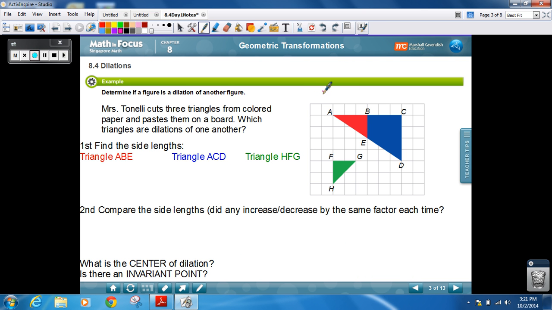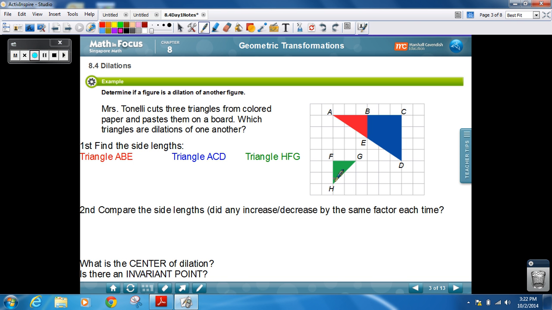Okay, our next example here then is with triangles, and it actually wants us to determine which ones are dilations of one another. So it says Mrs. Tonelli cuts 3 triangles from colored paper and pastes them on a board. Which triangles are dilations of one another? They want to know triangle ABE, ACD, and GFH.